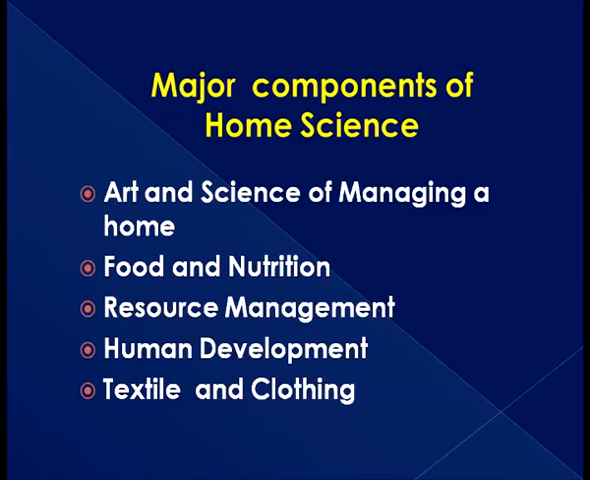Number 2, food and nutrition. Number 3, resource management. Number 4, human development. And number 5, textile and clothing. So these are 5 things. We'll talk about them one by one. Number 1, I will touch upon food and nutrition.